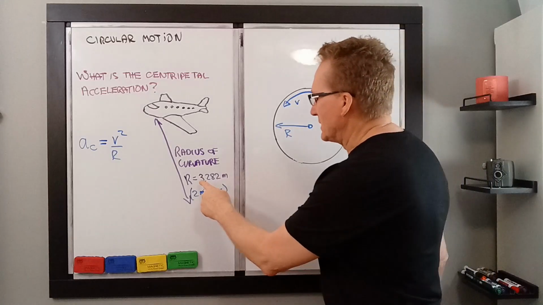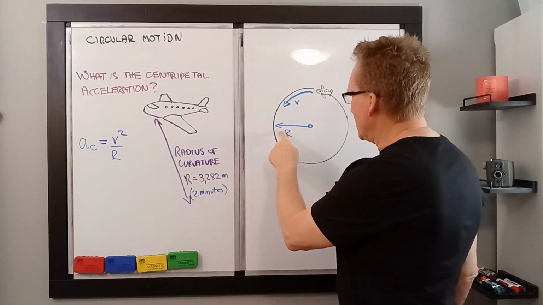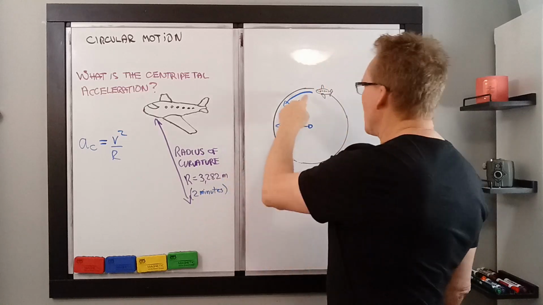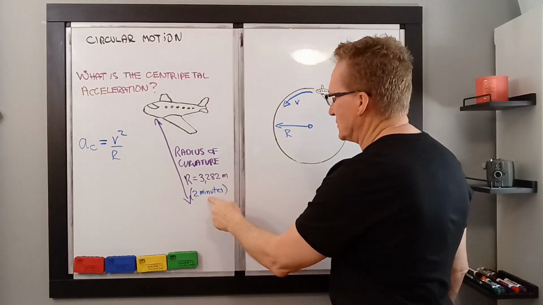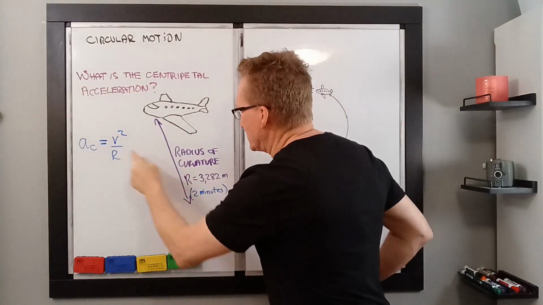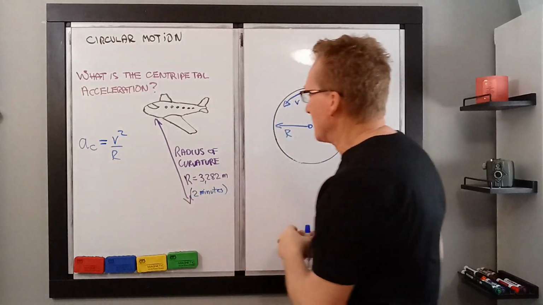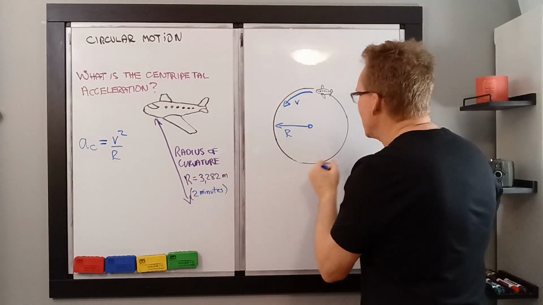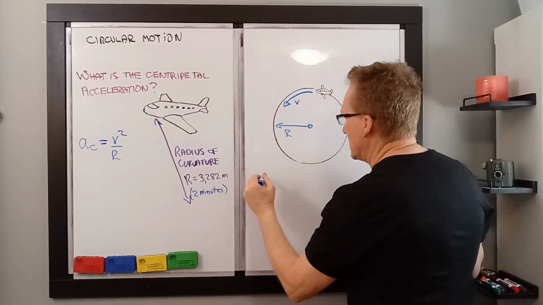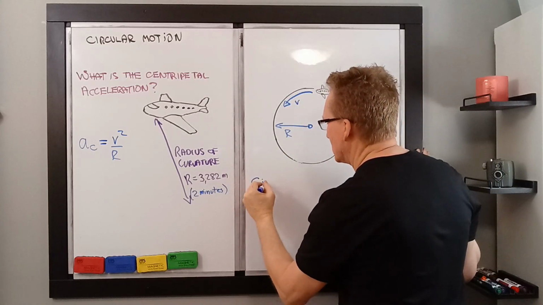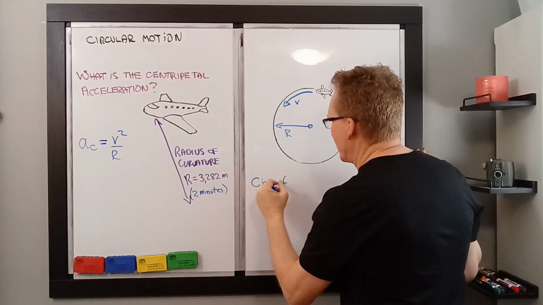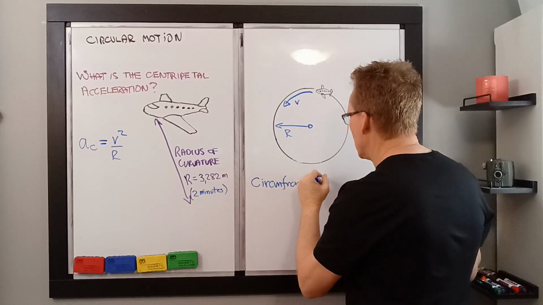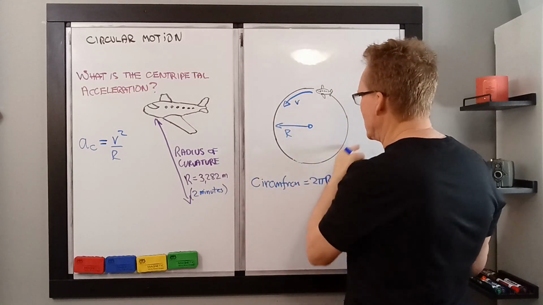We're told here that the radius of curvature, that is the radius that the plane makes, is 3,282 meters, and it goes around an entire curve like that in 2 minutes. Well, we have the radius of curvature, but we don't have the velocity. We want to find that. If you go around a circle like this, the distance around the circle is the circumference. The circumference all the way around is 2 pi r.